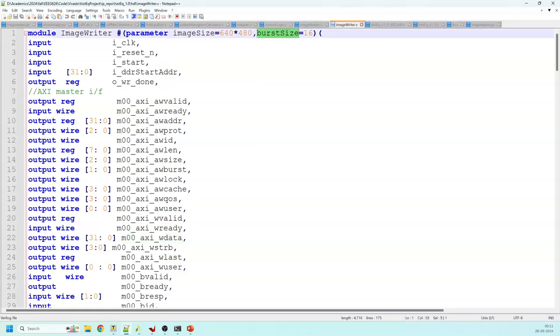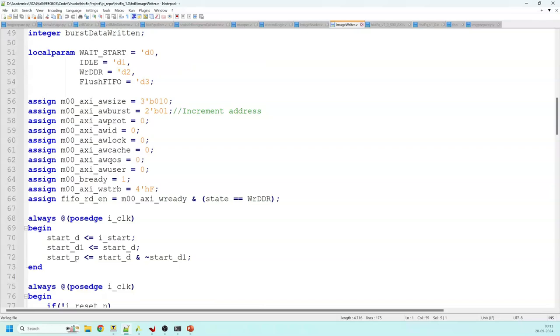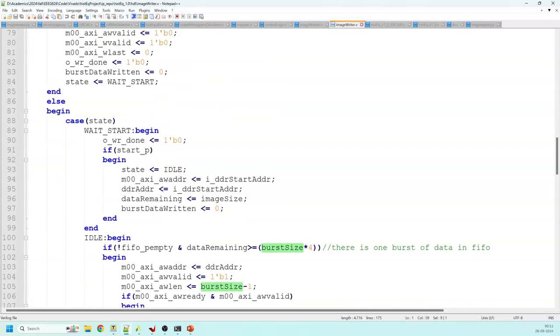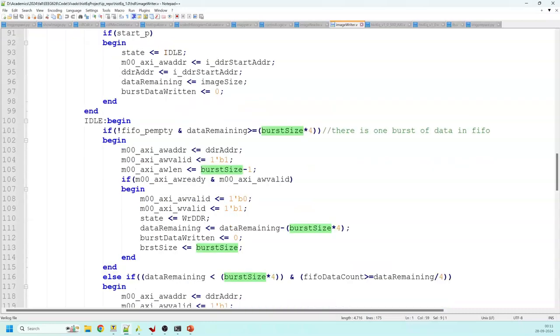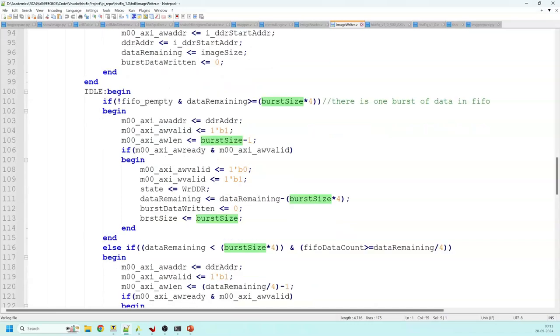So in case of write, the burst size is set only at 16. Each burst operation will be 16. Again, basically, the idea is whenever there is sufficient data in the FIFO, it will write to the DDR. Except in the last burst transfer, where it is not necessary that the total image size is a multiple of the burst size. So in that case, the last write size might not be this burst size. It could be less than that also.